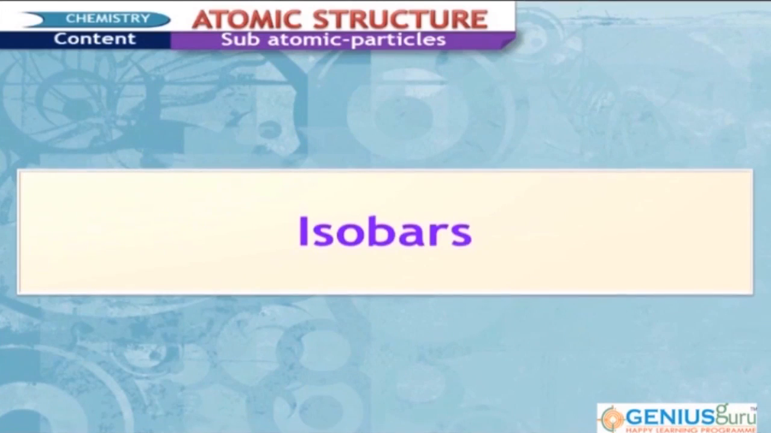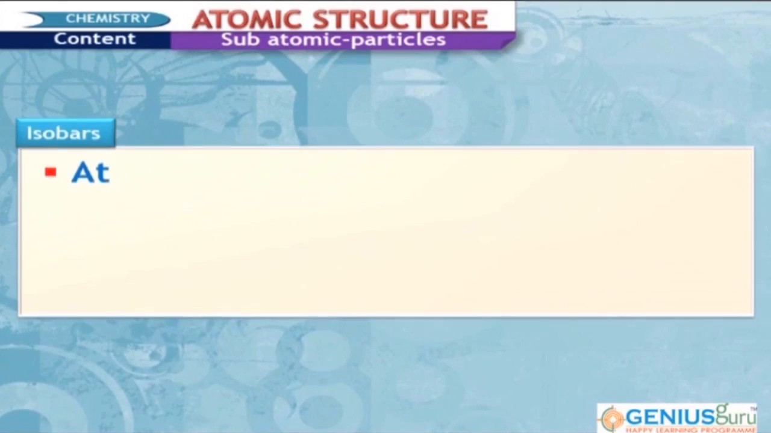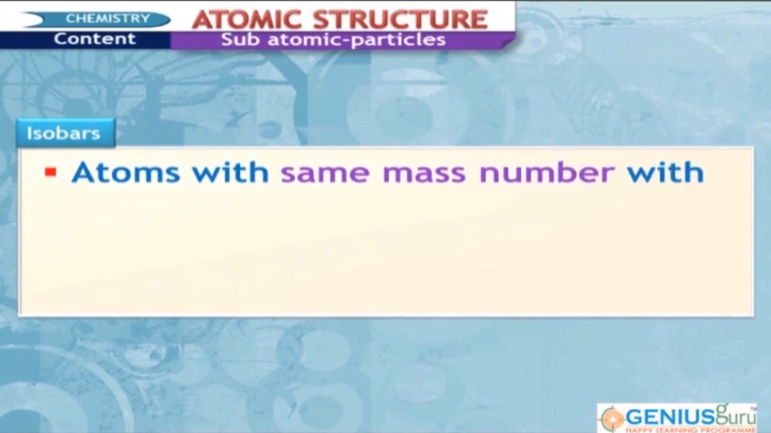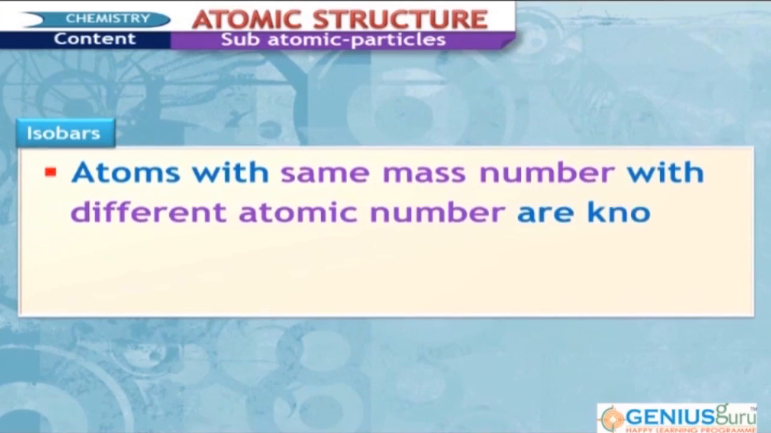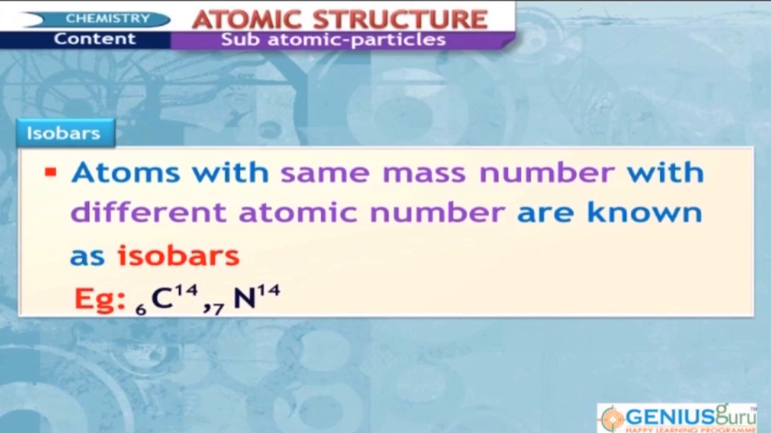Another aspect of atoms is isobars. Atoms with the same mass number but different atomic numbers are known as isobars. Look at the example: 6C14, 7N14. 6 and 7 represent the atomic numbers of the two elements, whereas 14 and 14 are the mass numbers of the two elements. Here, the mass numbers of these two elements are the same. So therefore, these two are said to be isobars.